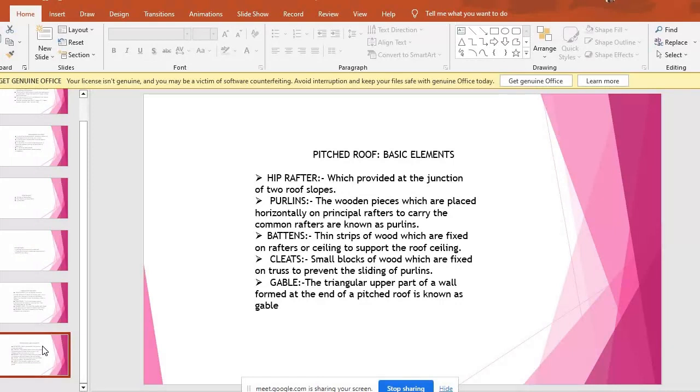Then we have the purlins. These are placed horizontally, that is to carry the common rafters. Then we have the battens. These are mainly supporting the ceilings of the roof. Then we also have the cleats. These are very small wooden pieces which are fixed on the truss, that is to support and prevent the sliding of the purlins. And the gables.